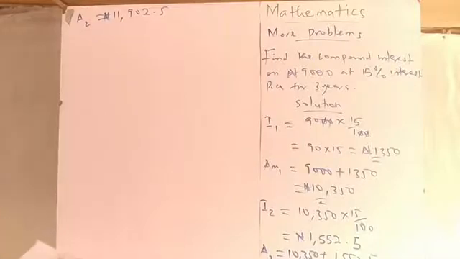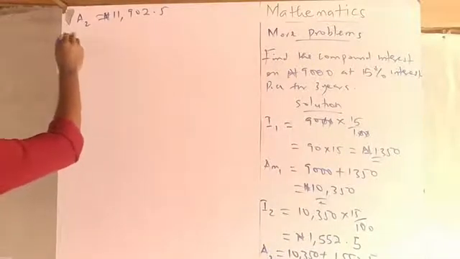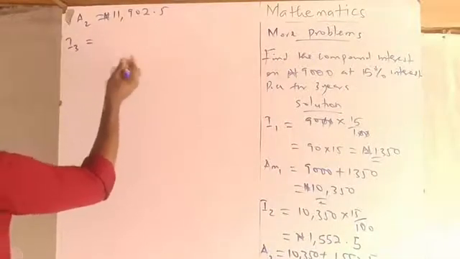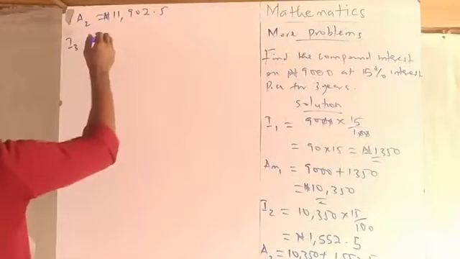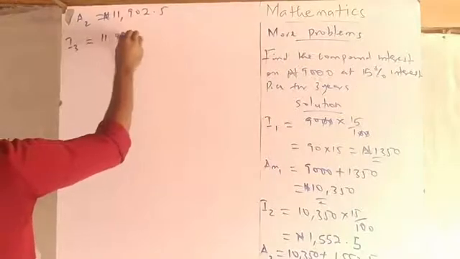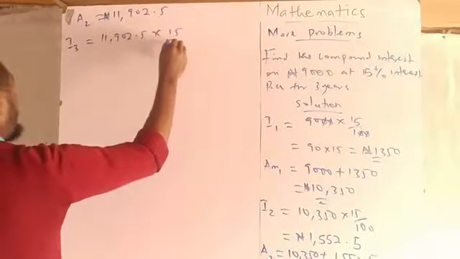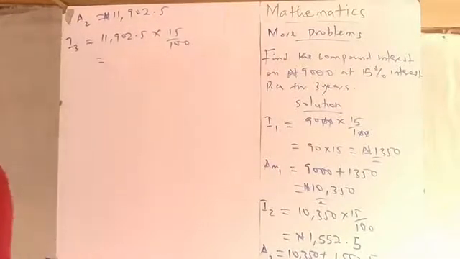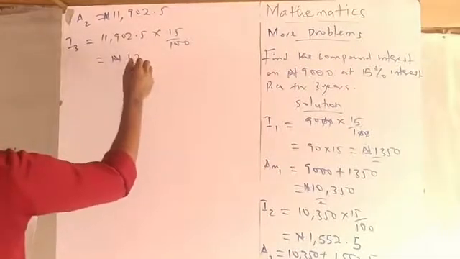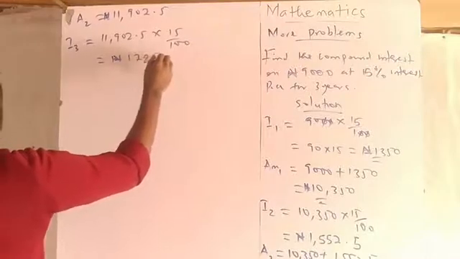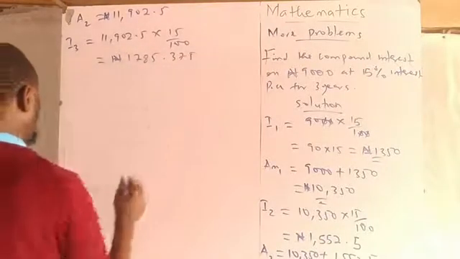Let's go to the interest of the third year. Third year interest, your amount for the second year becomes your principal for the third year. That will be 11,902.5 times 15 over 100. If you work out this also, you will end up having 1,785.375. That is your interest.